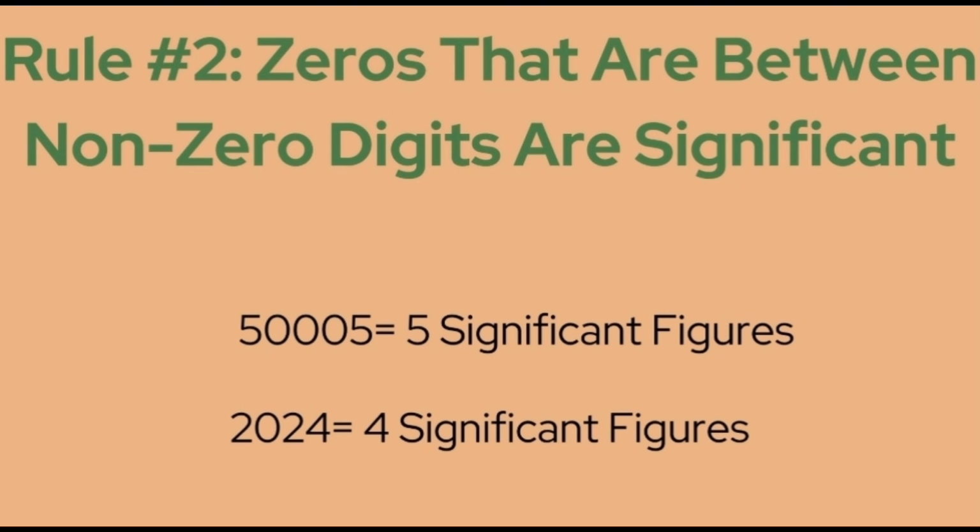Because these 3 zeros are in between the 5s on either end of the number, we can count all 3 zeros as significant, and therefore there will be 5 significant figures. In the second value, 2024, we have 1 zero that is in between 2 non-zero digits, the 2s. Once again, since it is between these 2s, we count this 0 as significant, and therefore all 4 digits in this number are significant, leaving 4 significant figures in this number.